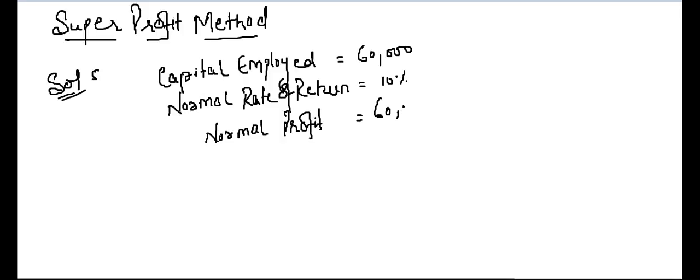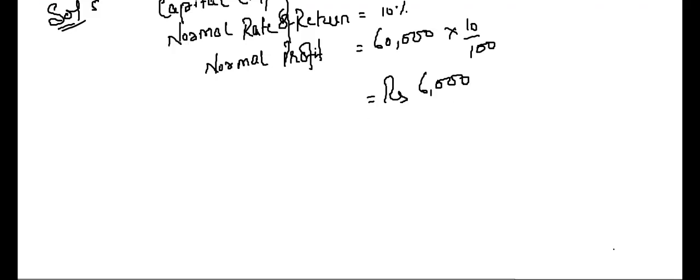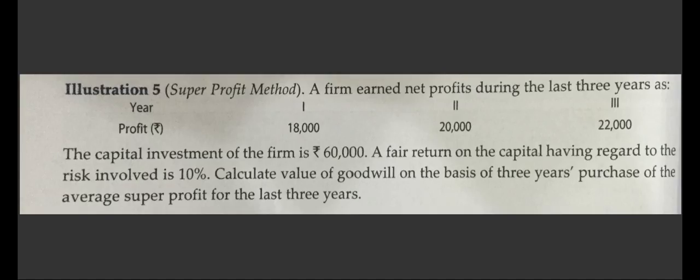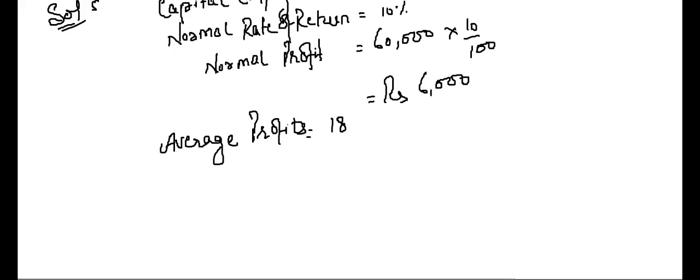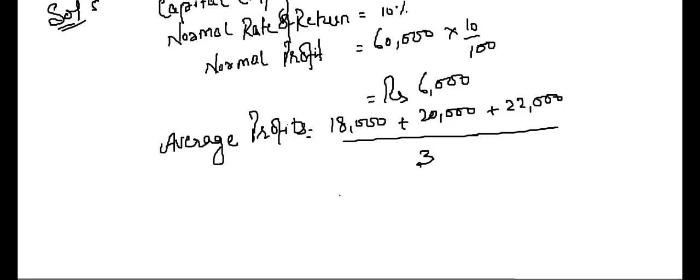Normal profit will be 60,000 into the normal rate of return. This comes to 6,000. Now let's see, the next thing we have to calculate is the average profits. Actual average profits. We are given profits for 3 years as 18, 20 and 22. We'll take the average of this. 18,000 plus 20,000 plus 22,000 comes to 60,000, divided by 3, which is 20,000. So see, actually we are earning 20,000 and the normal return on the capital employed is 6,000.